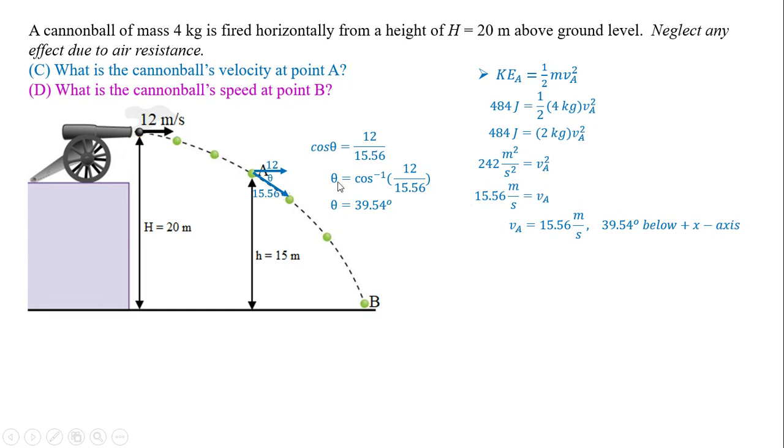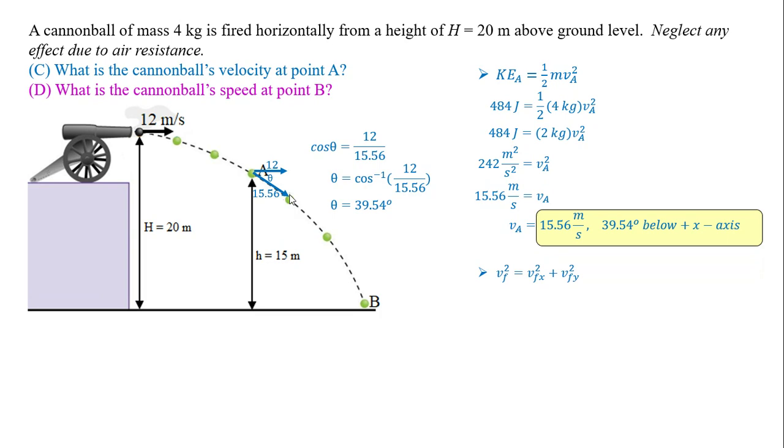degrees southeast, because this vector that I'm tracing back and forth with my cursor, the speed is 15.56, but this is a diagonal that is pointing southeast, right and down. Okay. So therefore, the answer to part C is 15.56 meters per second, 39.54 degrees below the positive x-axis.